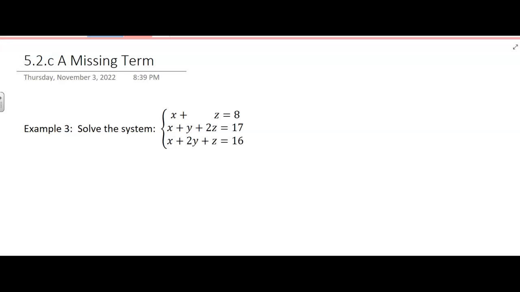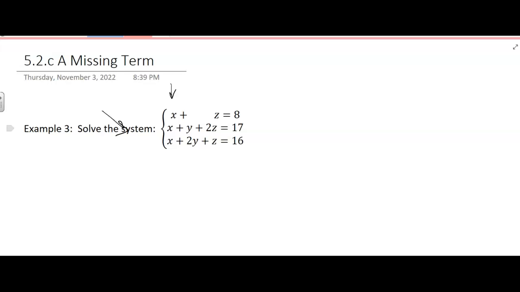Okay, so there aren't really a lot of examples in this section, but this one's a little bit different. You can see probably right away, oh, that top equation, it doesn't have a y term. Well, that's great. We already have a variable eliminated. So what we'll do is we'll take the bottom two equations and try to get rid of the y.